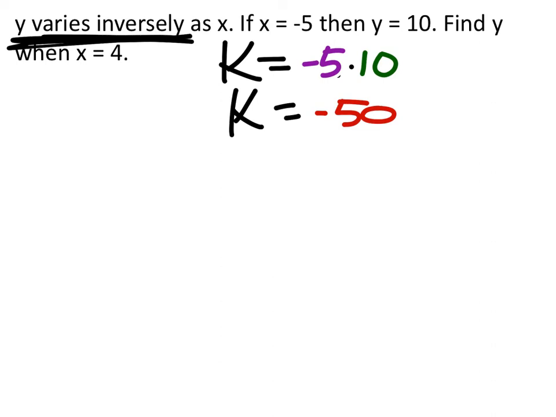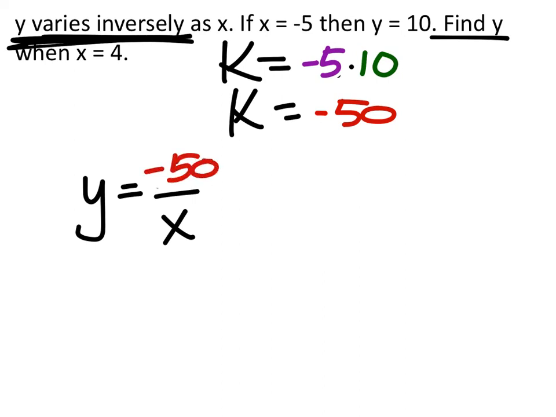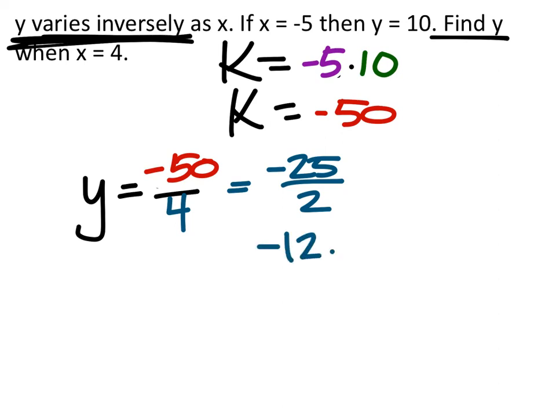Well, why is that important? Because it tells us how to solve for y, and y, as we saw in that last slide, is k over x. We got a k value of -50, and our x value is 4. And -50 divided by 4, we'll just say -25 halves. What is that, -12.5 if you want the decimal. Either one will work.